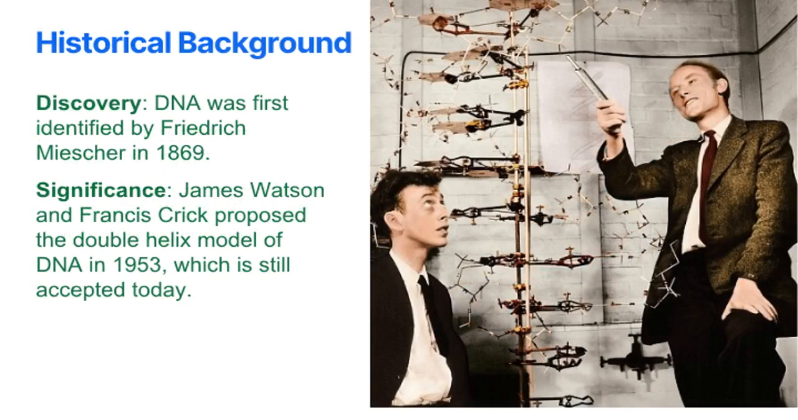The discovery of DNA dates back to 1869 when Friedrich Miescher first identified it. However, it was in 1953 that James Watson and Francis Crick proposed the double-helix model of DNA, a structure that remains widely accepted today. DNA's structure and function are central to our understanding of genetics and molecular biology.